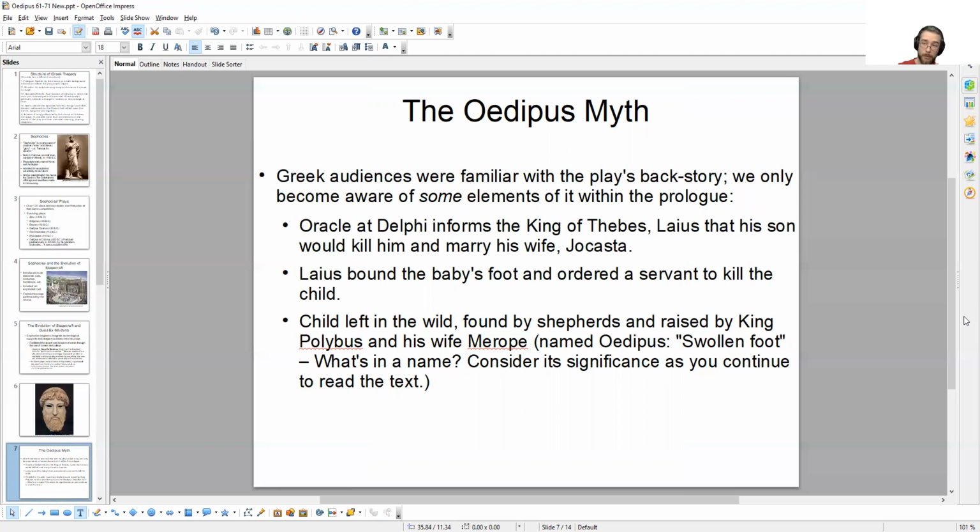That is actually where Oedipus gets his name. Oedipus literally means basically lame of foot or swollen foot. The child is left out in the wilderness because this servant can't bring himself to murder a small baby. Shepherds find him and they take him into the city, where through a series of circumstances he is eventually adopted by the king of this new city, Polybus and his wife Merope.